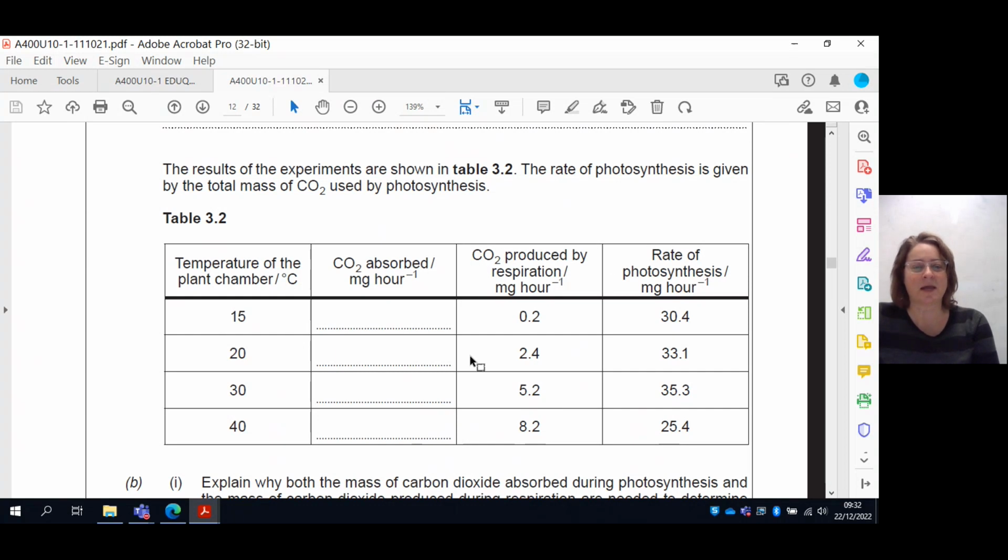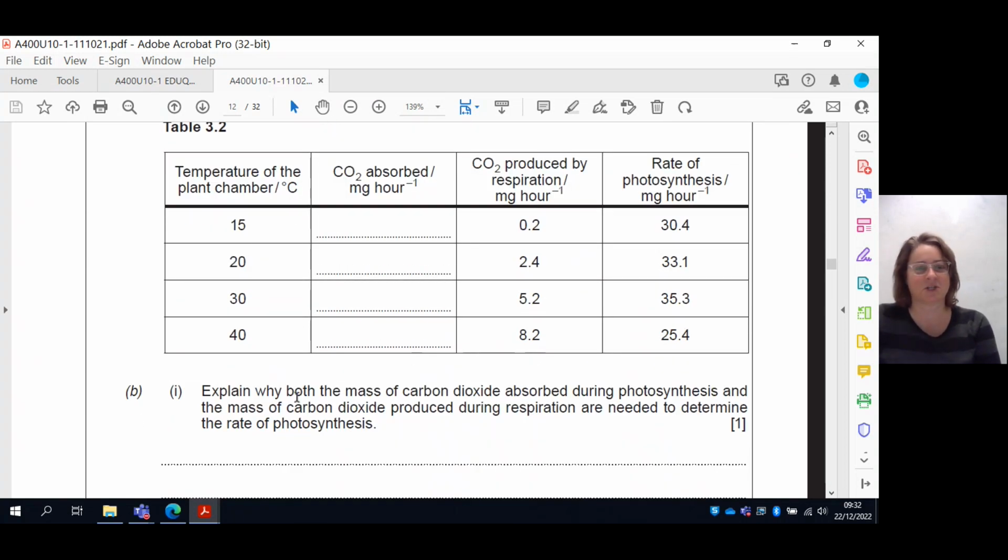So overall, have a look at what the question actually asks you to do. Explain why both the mass of carbon dioxide absorbed during photosynthesis and the carbon dioxide produced are needed. Why do you need the absorbed and the produced to get to the overall rate of photosynthesis? So why would you need this number and this number to get to that number? The idea here is that that's your total. And that's the missing thought process that it is trying to hint you towards.